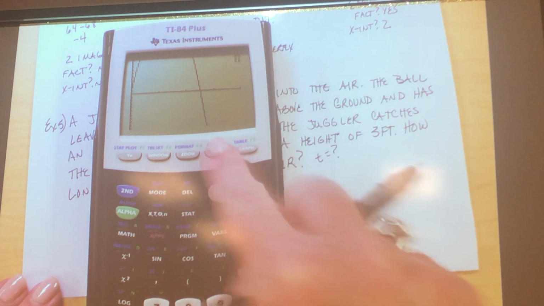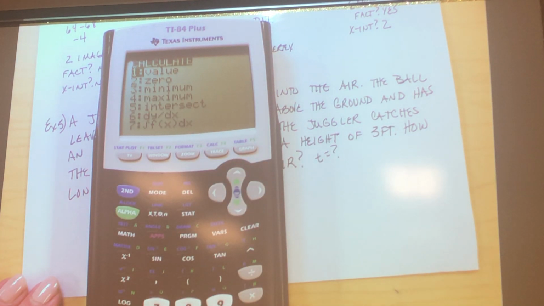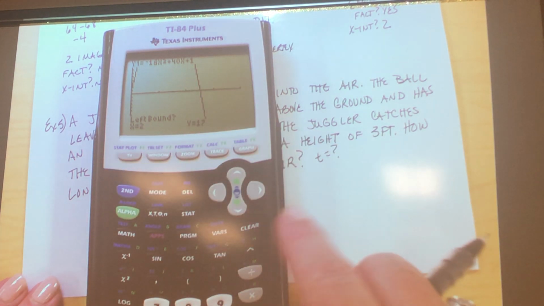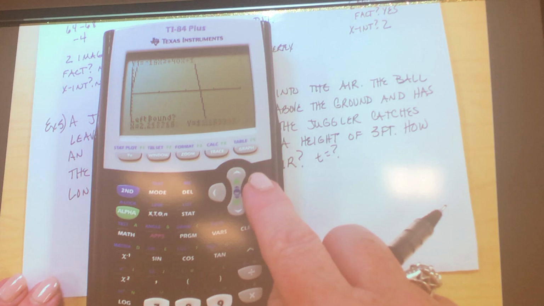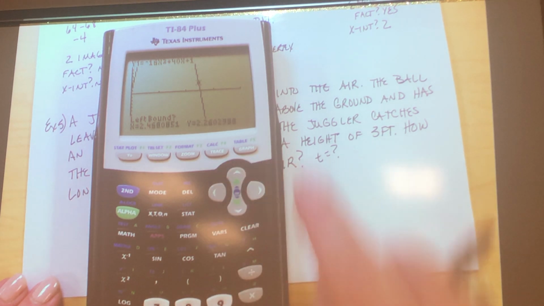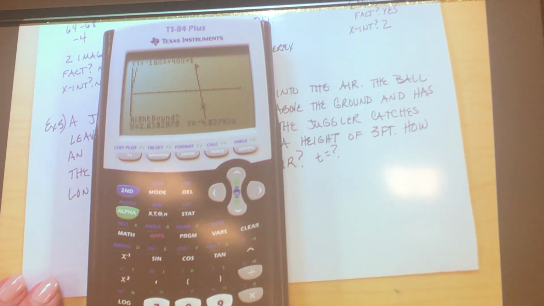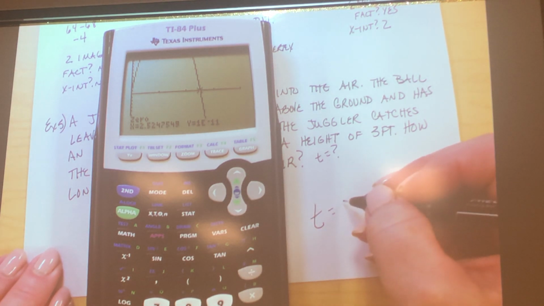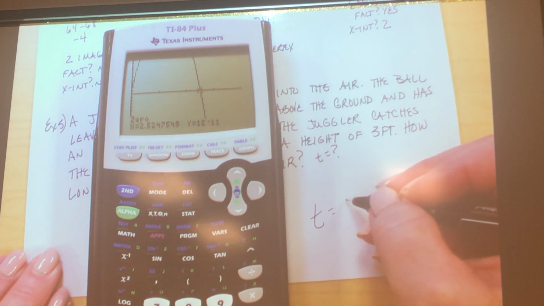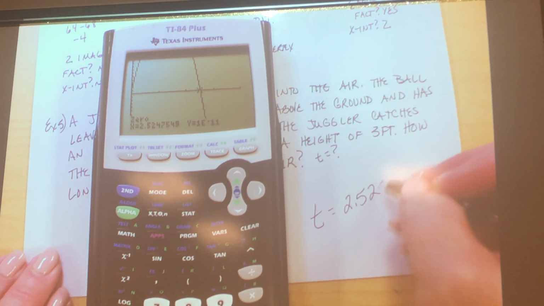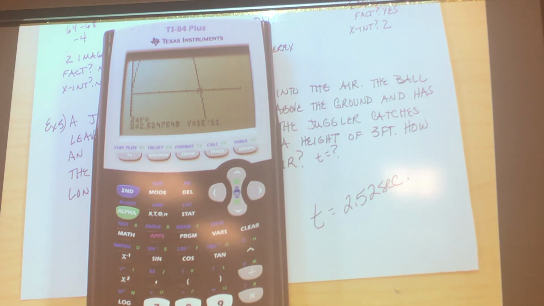So I go second and calculate. What am I looking for? A 0. It wants a left bound. It's way up there at 17. If I wanted to bring it down, I could. Too far. All right, so there's a left bound, right bound, enter. So how long? Tell me you can read that. 2.52 seconds.